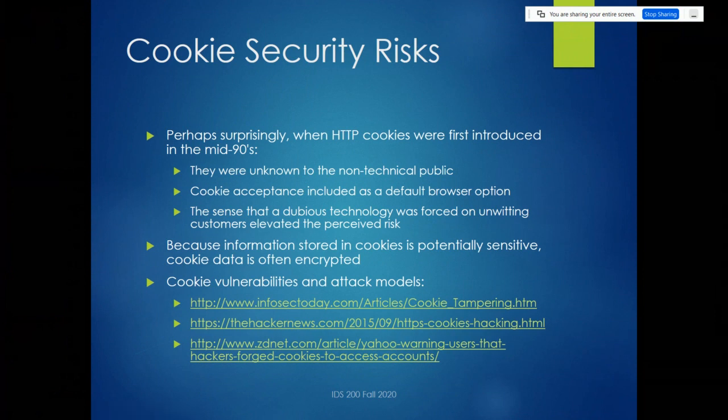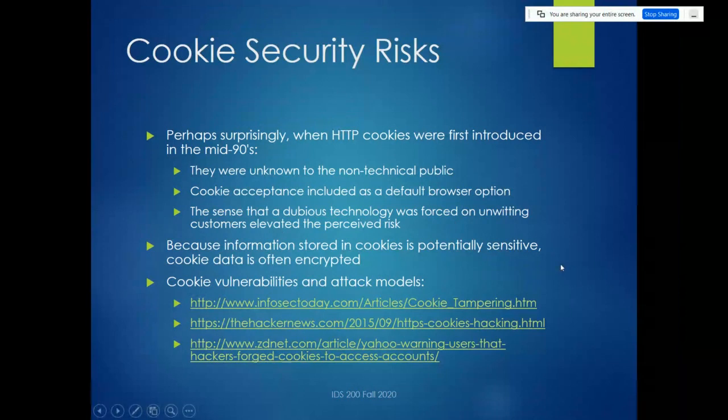So anytime you went to a website and it wanted to put a cookie on your machine, it could put a cookie on your machine. So the problem happened when some of these security vulnerabilities around cookies began to come out. There was a lot of backlash against it because people had the sense that this technology is flawed, it's dangerous, there's problems with it, and it was basically forced on people, right? Because it was a default browser option, it was forced on people, they didn't know how to opt out of it. It definitely elevated the perceived risk.